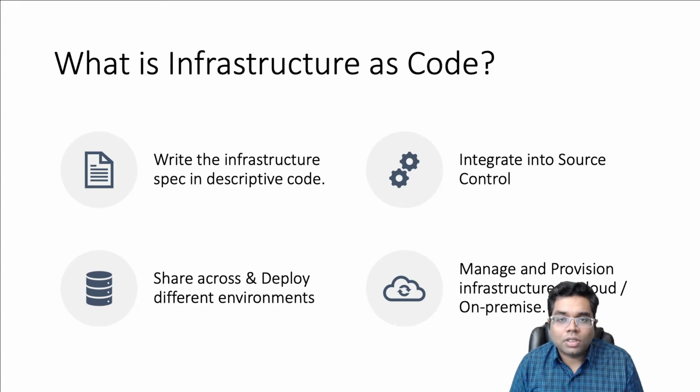You can write the infrastructure in the code. Since we are writing the infrastructure in the code, you can integrate that into the source control and also the DevOps practices. That means you can review your PR changes of your infrastructure. You can integrate CI/CD pipelines from your source control. And also, we can reuse the code. Since we are writing that in the code, we can reuse the code in different applications, or you can use the same code to deploy in different environments. Using this, you can manage and provision infrastructure in cloud or on-premise.